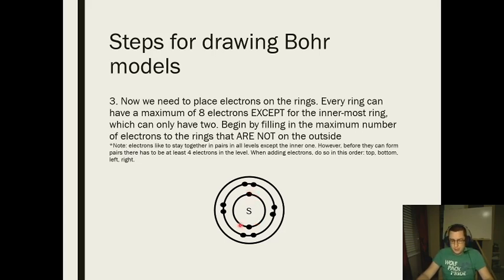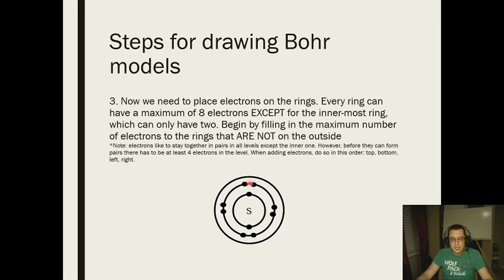So the first one, again, it can only have 2, so we're going to go ahead and throw 2 on it. Then this next one, because it's not the first ring and it's not on the outside, we're going to go ahead and throw 8 electrons on there. And while you can go ahead and put them in pairs like this, I would strongly recommend you add them in a particular order, because when we do the outer ring, you do have to add them in a particular order. So it's just better to be in that habit instead of accidentally messing up.